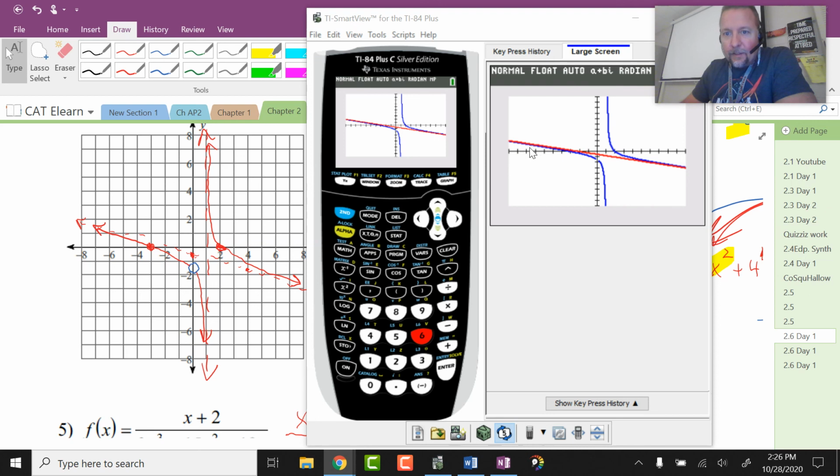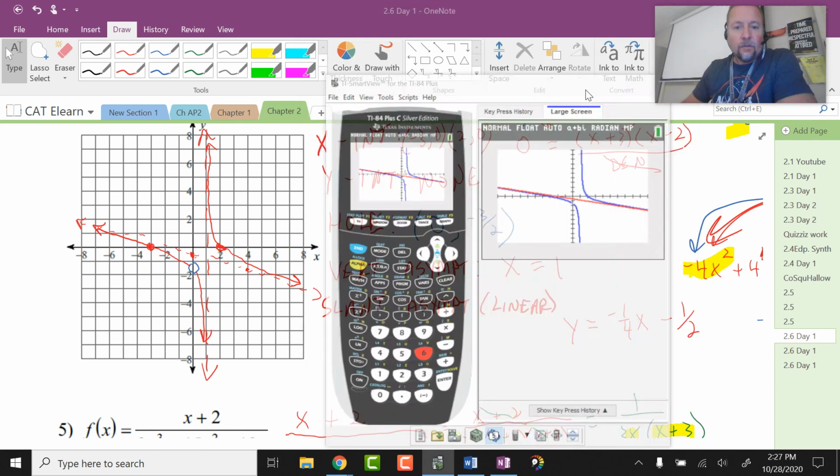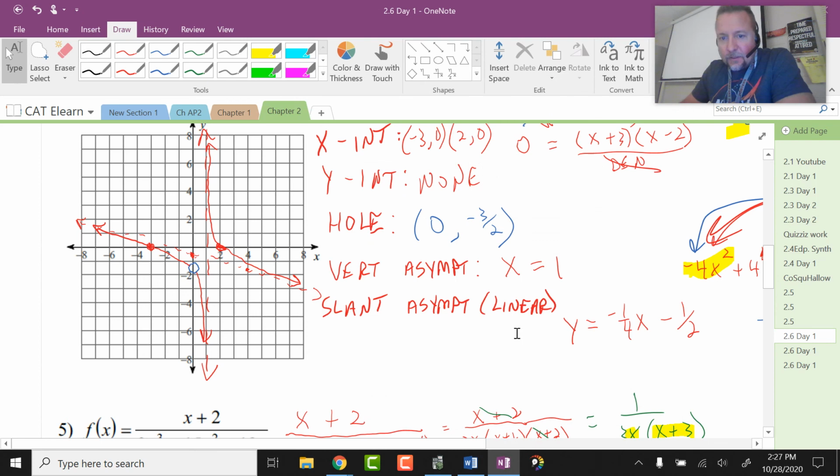Hey, you see that? It's perfectly approaching this red line, but not crossing. That's what we have right here. All right. So it really does emulate what's going on there. Okay, so done with this one. Hopefully you understand what a slant asymptote is.